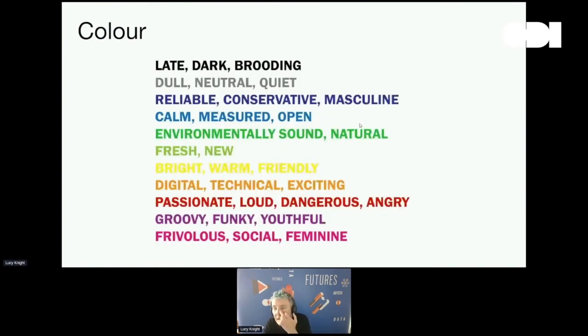And the meanings behind colors as well. And these can shift across different cultures. So gray can be neutral, but it can also be boring, right? Red can be passionate and exciting, but it can also be dangerous and dreadful.